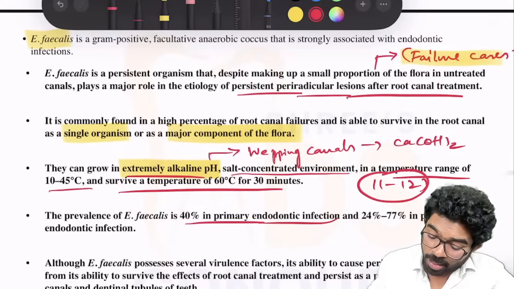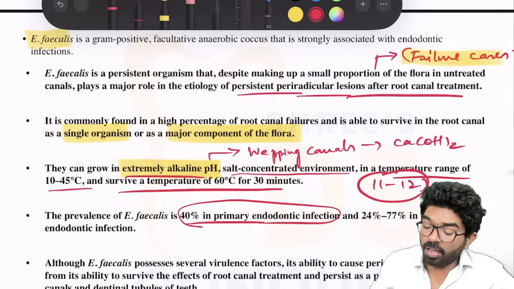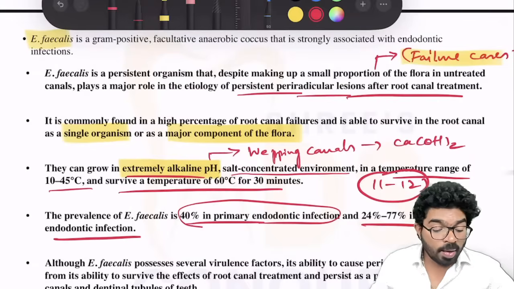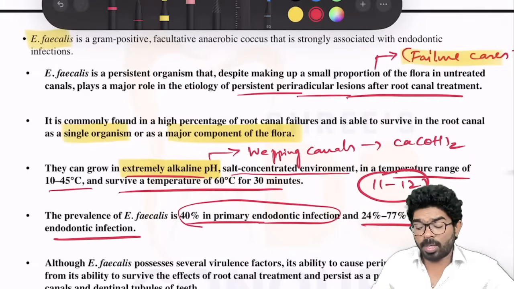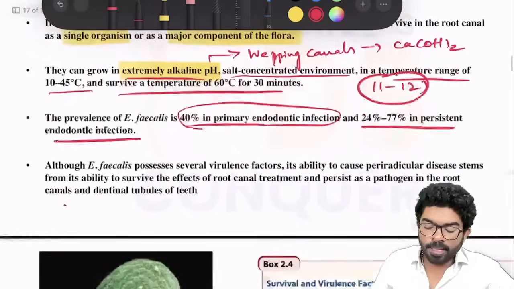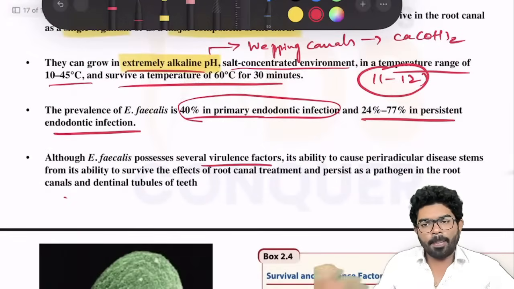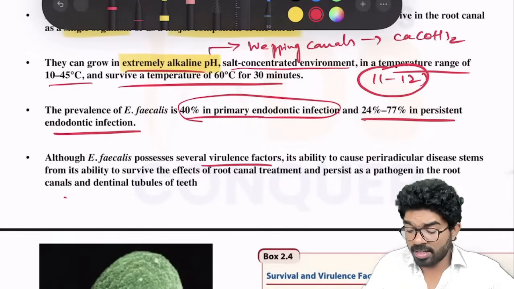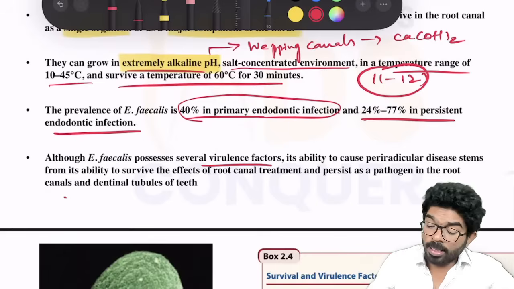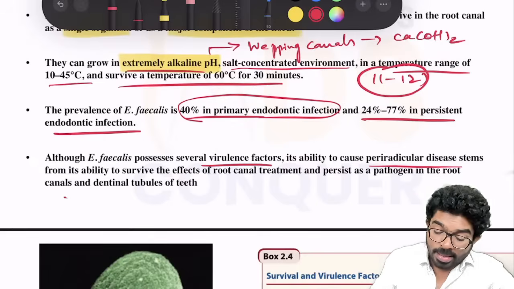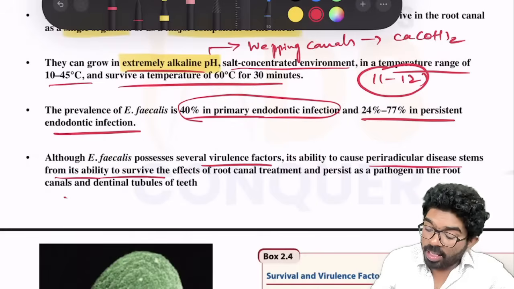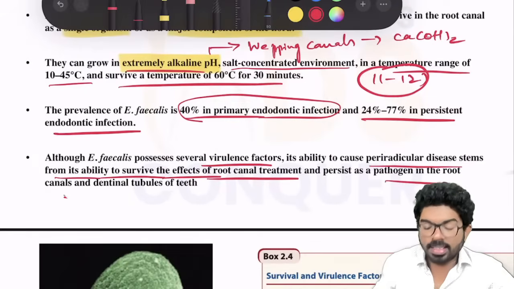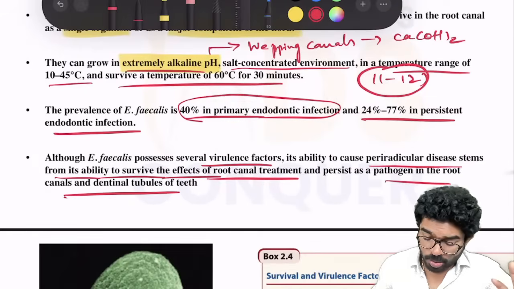40% occurs in primary endodontic infection and 24 to 77% occurs in persistent endodontic infection, making it the organism primarily responsible for failed RCTs. Apart from its ability to survive in variable pHs, it has virulence factors that are able to cause periapical disease, and its ability to survive in the root canal system. It is a persistent pathogen in the root canals and even in the dentinal tubules.